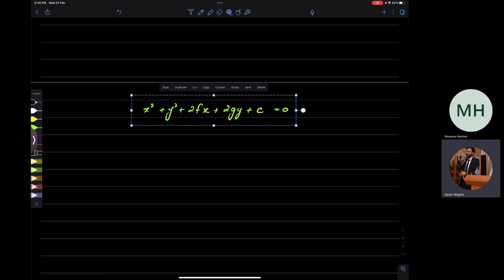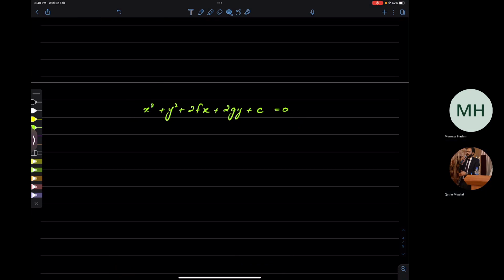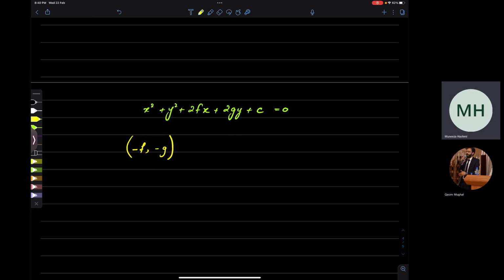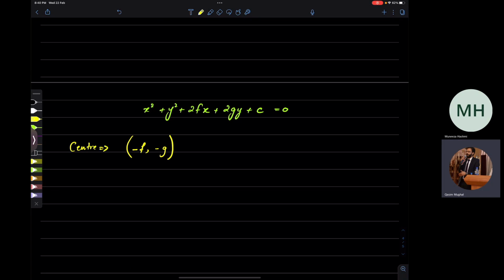So this is again the expanded form of the equation. Now, whenever you have this type of equation, which is x squared plus y squared plus 2fx plus 2gy plus c equals 0, in this case, the center is always going to be minus f and then minus g. Now, you get f from here, and then you get g from here. You write both of these with the opposite signs. Okay? Yes, sir. That is always going to be your center.